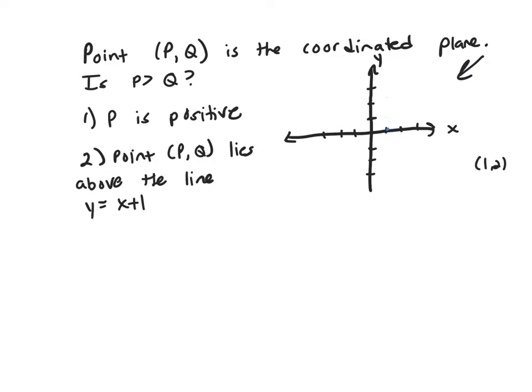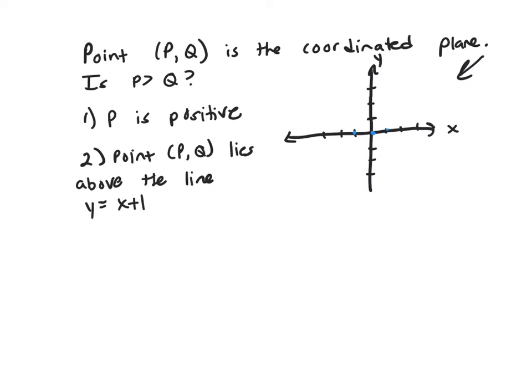If I wanted to plot the ordered pair -1, -2, you start at the origin, you go to your left -1, and then down -2. So that ordered pair right there is -1, -2. So let's see if I can answer this question now with that little mini review.